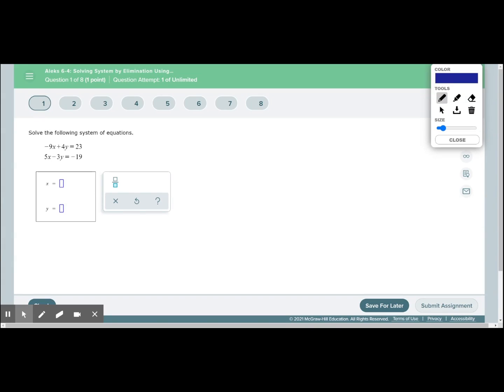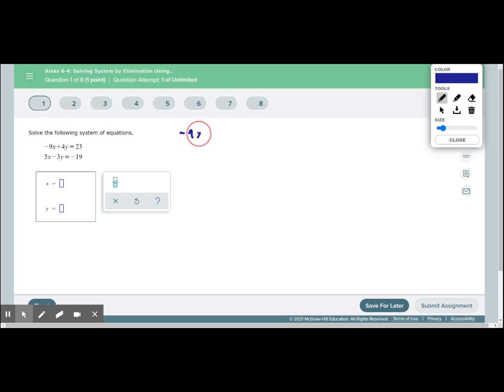In this video, I'm going to walk you through Aleks 6-4, solving systems by elimination using multiplication. You may want to get your calculator ready and also a scratch paper, because this is going to be a long process with a lot of calculation and multiplication too. All right, we're going to look at problem number 1.